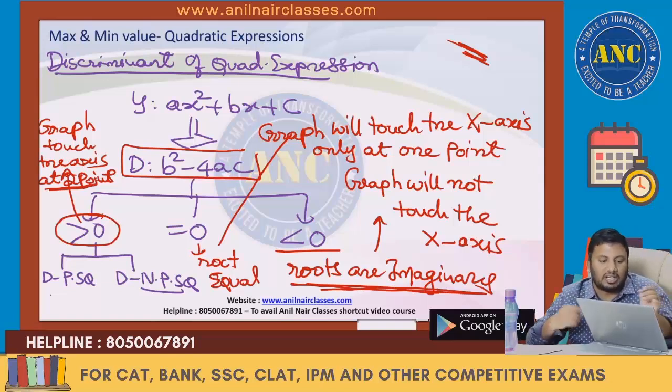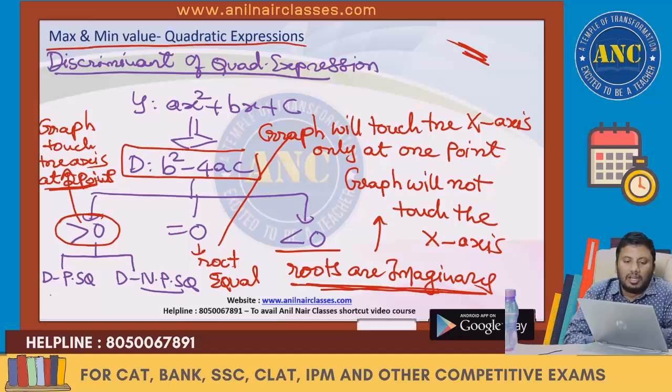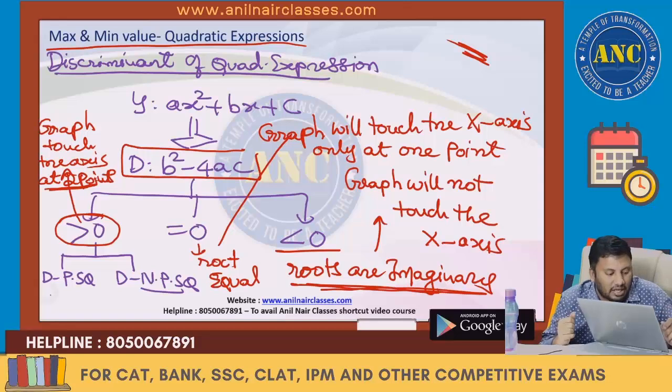This is what is required to find the maximum and the minimum value. Discriminant is b square minus 4ac. The graph will touch the axis at 2 points, at 1 point, or at no point. This is what we require: greater than 0, equal to 0 and less than 0.